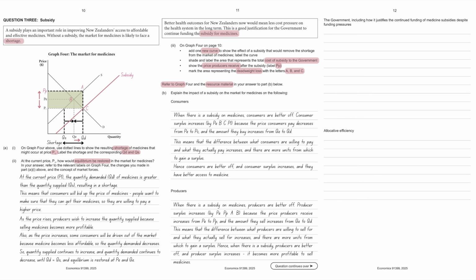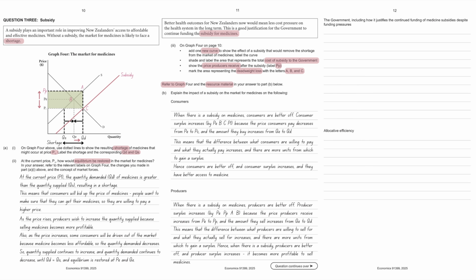This means that the difference between what producers are willing to sell for and what they actually sell for increases, and there are more units from which to gain a surplus. Hence, when there is a subsidy, producers are better off and producer surplus increases. It becomes more profitable to sell medicines. So this format should look pretty similar to the consumer's answer. It's basically the same thing, you just change the keywords. And in fact, you'll notice that this answer is basically the same as the answers we gave for the tariff question in the last video.